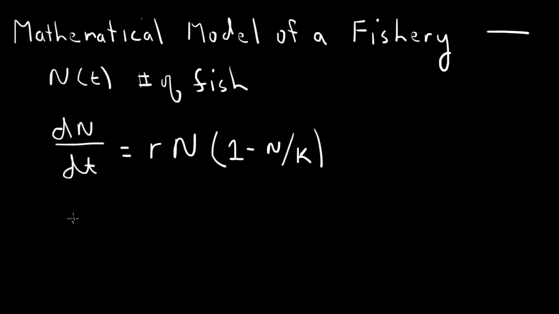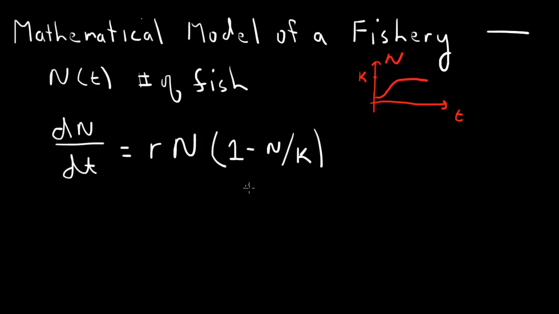So if you look at a graph of the logistic model, let me draw that up here in red. The logistic model will have this characteristic S-shaped graph. So this will be our carrying capacity K. Okay? So exponential growth to a carrying capacity K. So that's what happens in the absence of fishing.